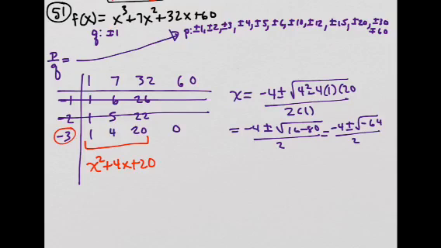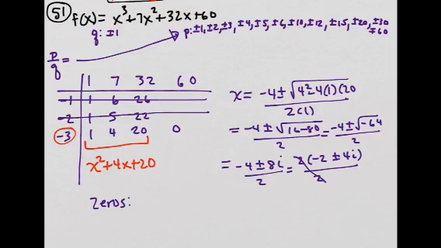Now the square root of 64 is 8, and then the square root of negative 1 is i. So then it's negative 4 plus or minus 8i over 2. Factor out a 2: negative 2 plus or minus 4i over 2 like that. So the 2's cancel out. And so the zeros: there's one real zero, negative 3, and then two imaginary zeros, negative 2 plus or minus 4i.